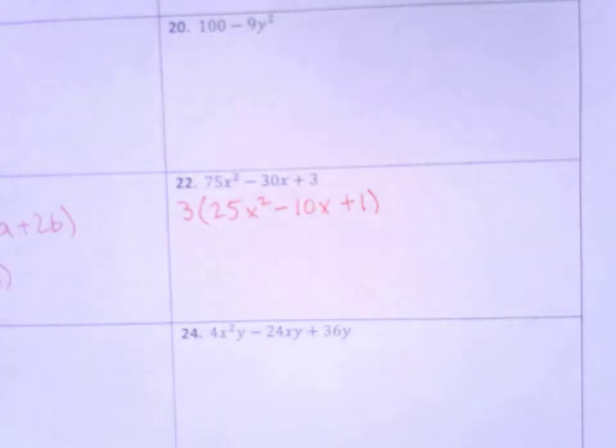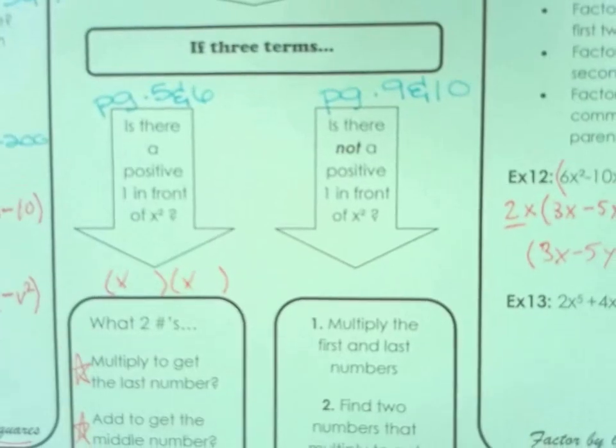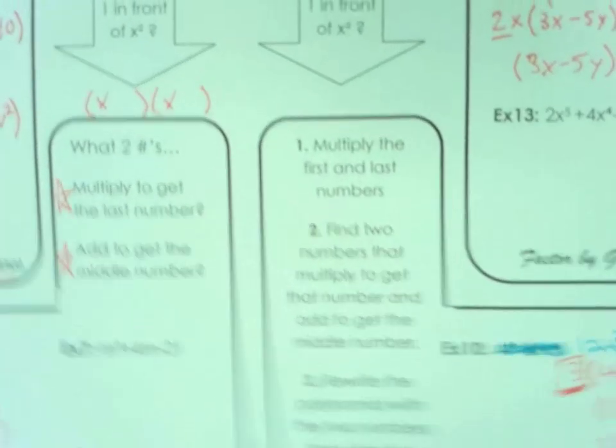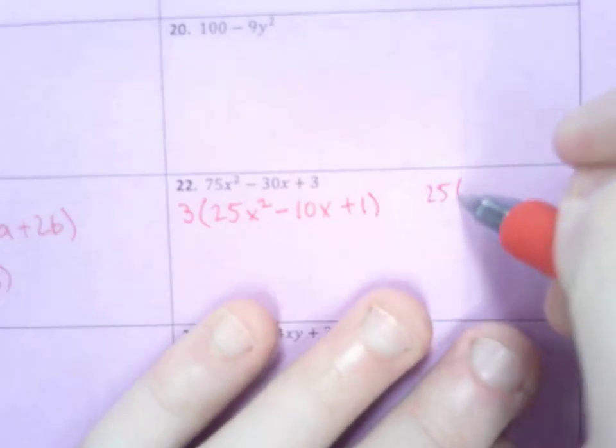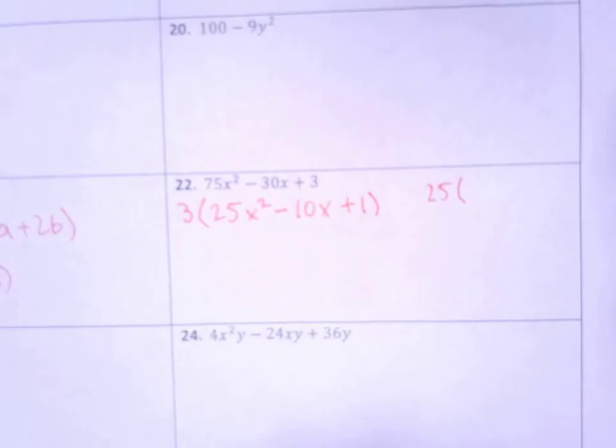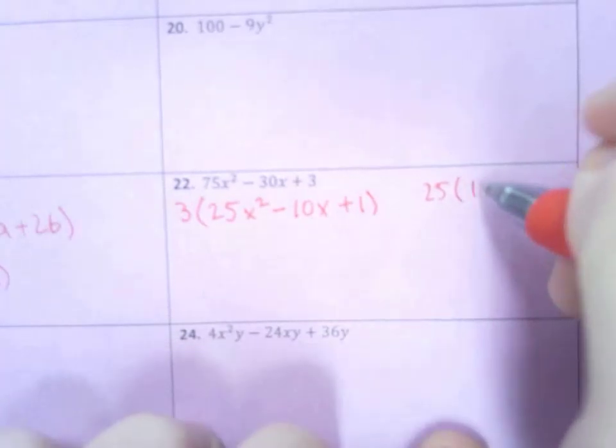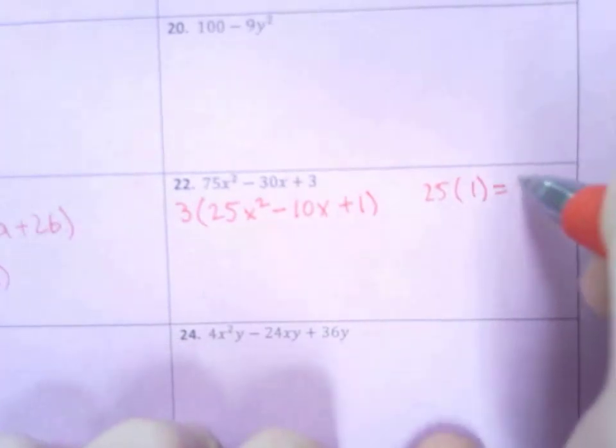Now how many terms are there? 3 terms. Is there a positive 1 in front or not? No, there's a 25. So that means we use the second way. So we're going to multiply the first and last number. What's the first number? 25, and the last? 1. What's 25 times 1? 25.